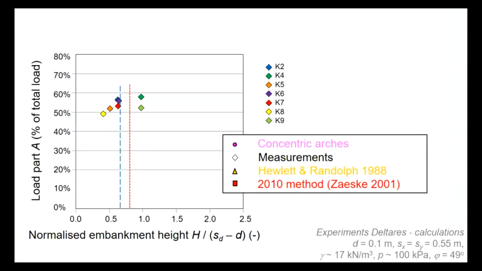So here we see some measurements in experiments. On the horizontal axis, we see the height of the embankment. On the vertical axis, we see the total load that goes to the pile directly. And here we see some predictions. This way we can compare different models with the measurements.